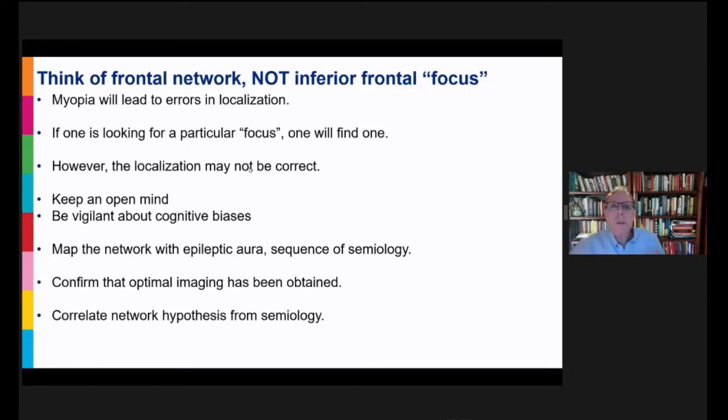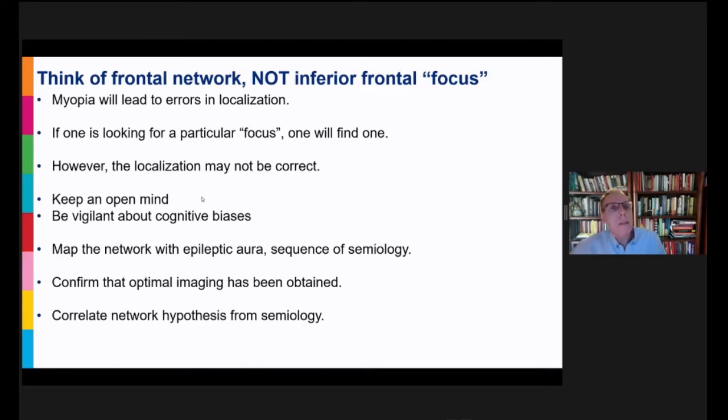And again, the SEEG electrode is only 0.8 millimeters in diameter, so you will find changes wherever you put those electrodes. And it's amazing that SEEG is as effective as it is. But I think one of the reasons is that you're monitoring the depths of the sulci. That's where seizures propagate, and two-thirds of the cortex is buried within the sulci. So keep an open mind.